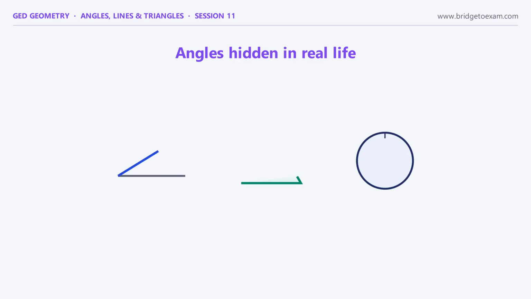Welcome to Session 11. By now you know all the angle rules: complementary, supplementary, vertical, parallel line angles, and the triangle rules. On the GED, these usually show up hidden inside a real-world situation: a ramp, a garden, a road, a clock. The trick is to find the simple relationship buried in the story, and then just add or subtract. Today, we'll practice doing exactly that.